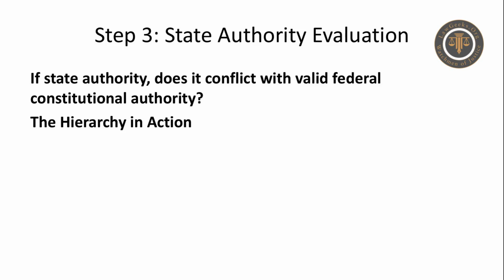They think the Supremacy Clause means federal law always wins over state law. But that's not what the Supremacy Clause says. It says federal laws made in pursuance of the Constitution are supreme. If the federal law isn't constitutional, it doesn't have supremacy, and state authority isn't subordinate to it. Step 3 requires you to first determine whether valid federal constitutional authority exists before concluding that state law must yield.